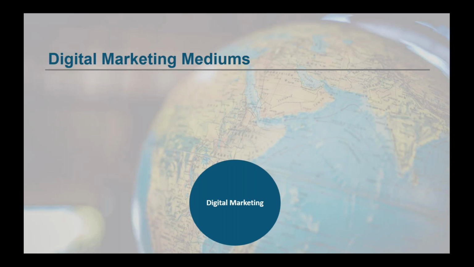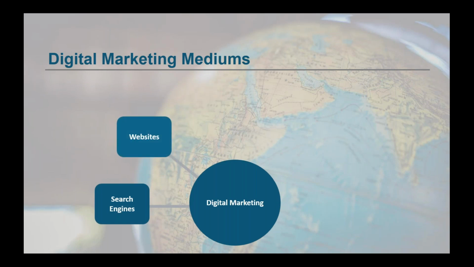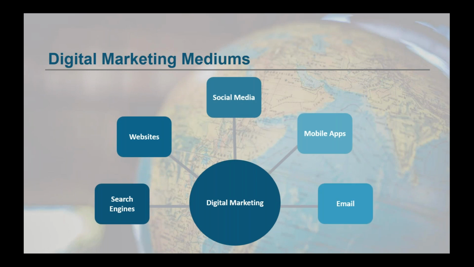So the most common digital marketing mediums are search engines, websites, social media, mobile apps, and email marketing. We're actually going to focus on four of them. So we're going to talk about websites, SEO, social media, and email.